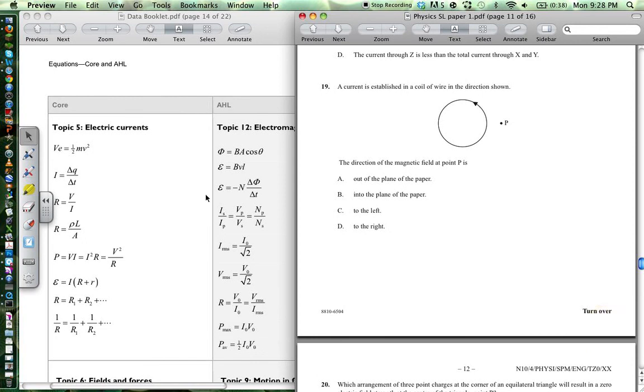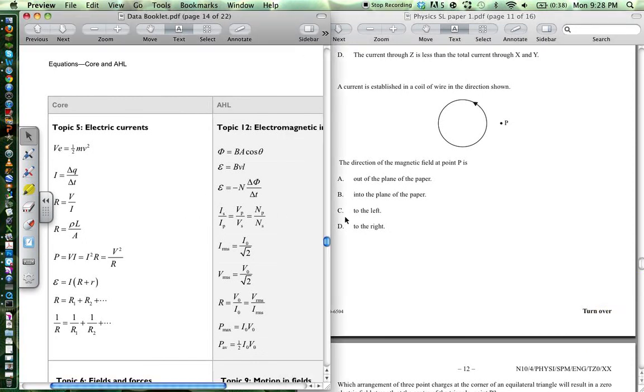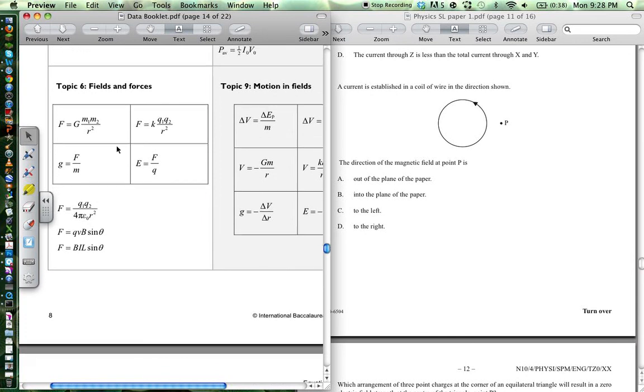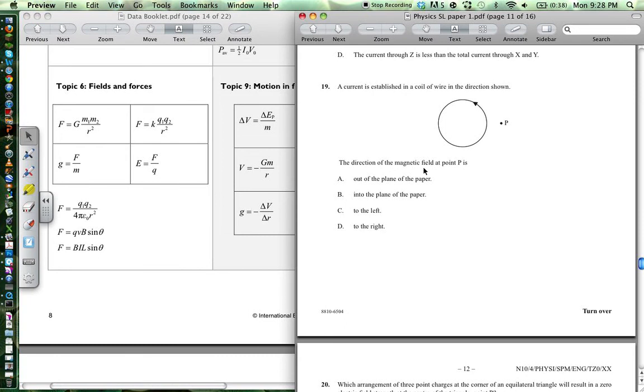Now here we're actually going into our magnetism, so let me just pull these up. Not that we're necessarily going to use this, but this is our fields and forces where we've got magnetism and so forth. We're going to be using these formulas. So current is established in a coil in this direction. What is the direction of the magnetic field at point P?